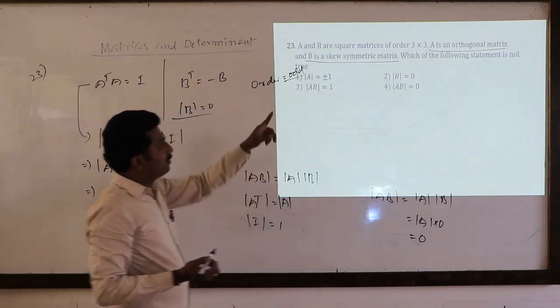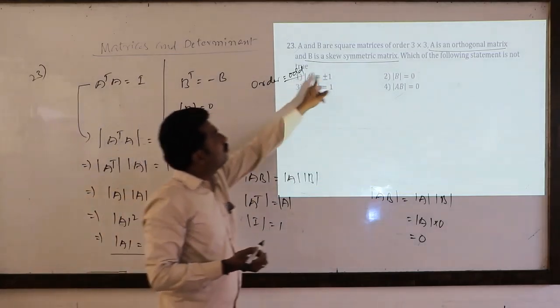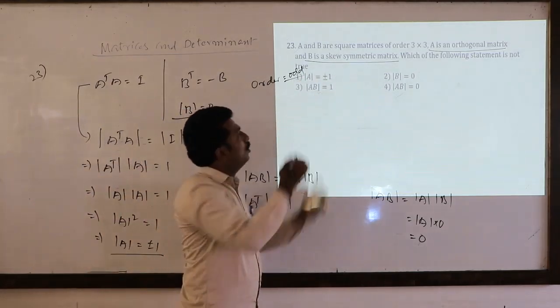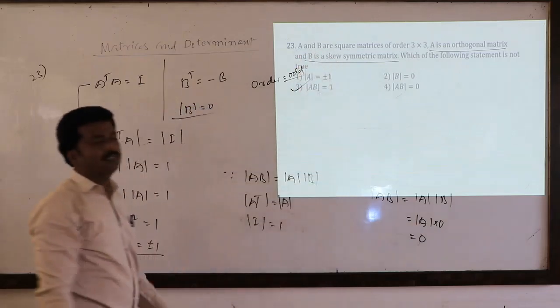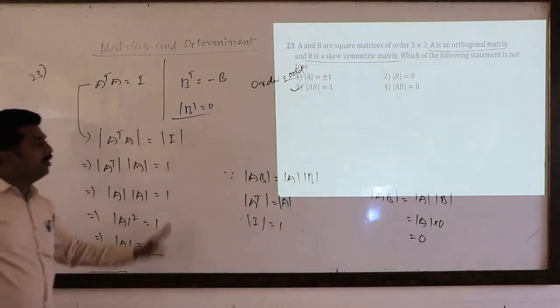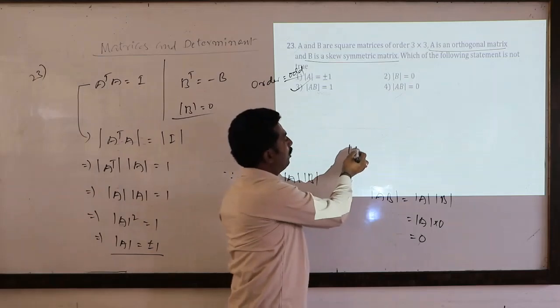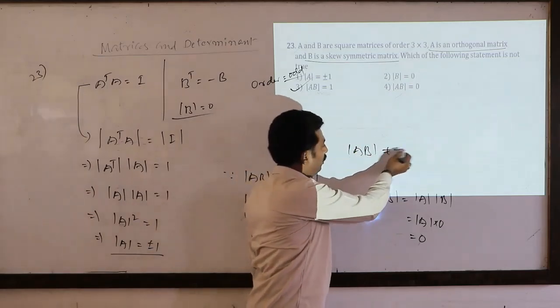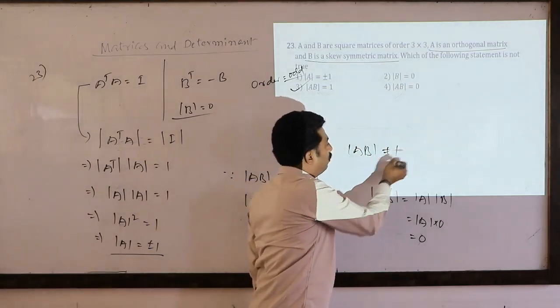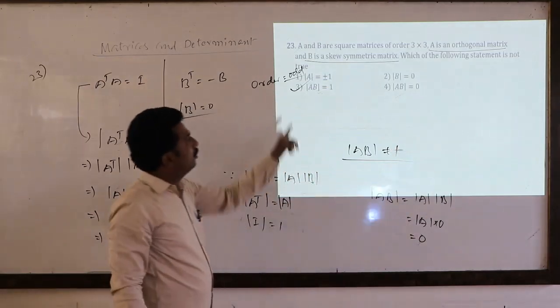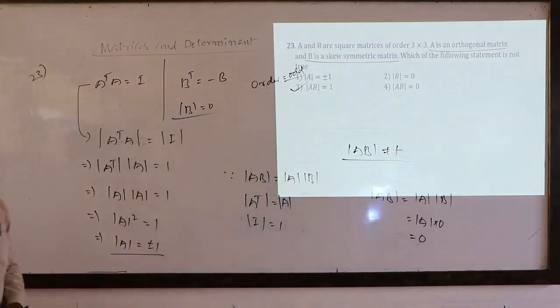So you observe, they are asking which one is not true. A is true, B is true, 4 is also true. So which one is the correct option? Determinant of AB cannot be 1. So determinant of AB is not equal to 1. So that is the correct option we have to take.